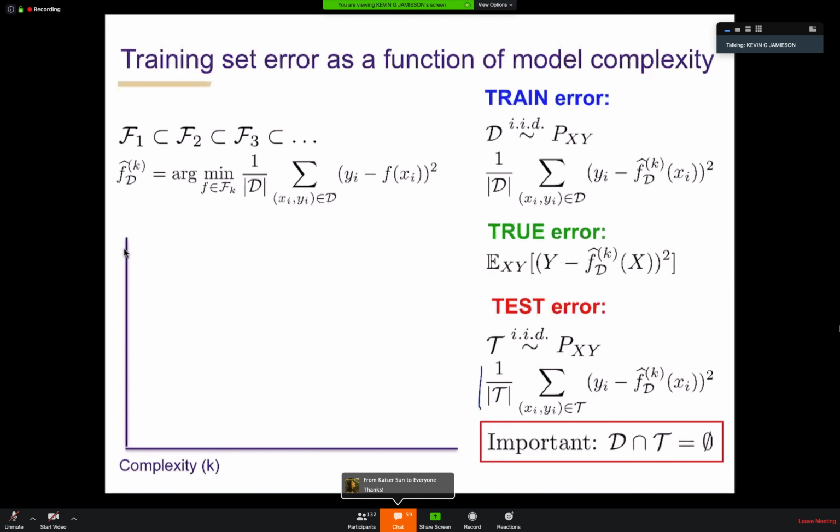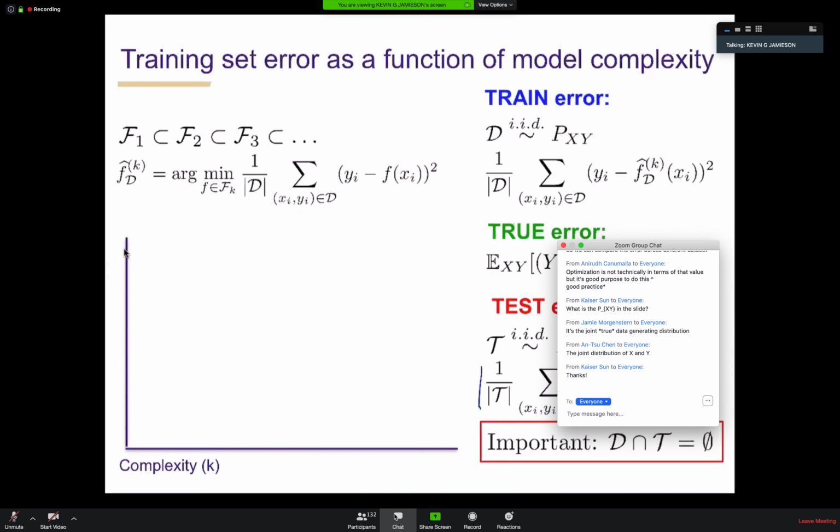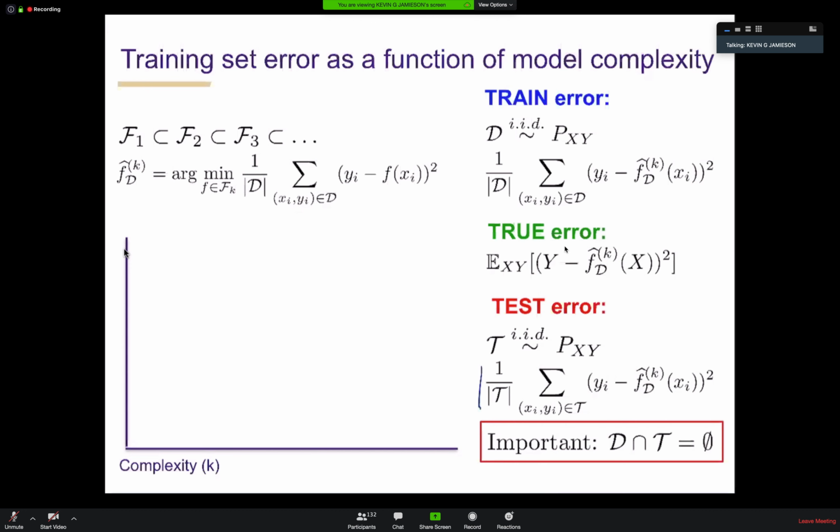So I encourage you to work through that. Basically, the test error is a good thing to look at because it is an unbiased estimator of the true error. If it is small, the true error is hopefully small. As the size of the test set gets large, by the central limit theorem or law of large numbers, we expect the test error to converge to the true error. But it's extremely important that the training set and the test set are completely disjoint. There's no intersection between them. They cannot overlap.